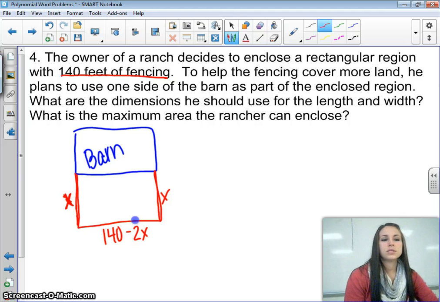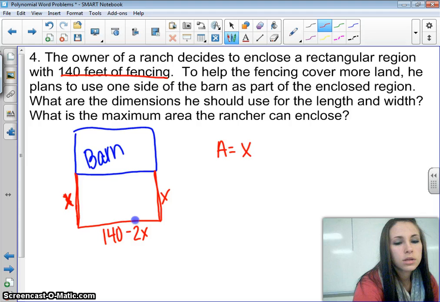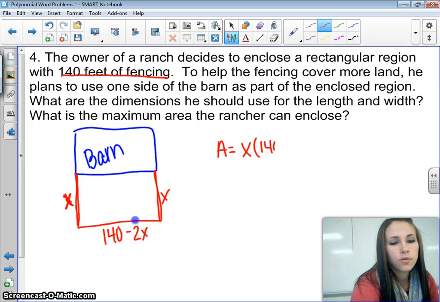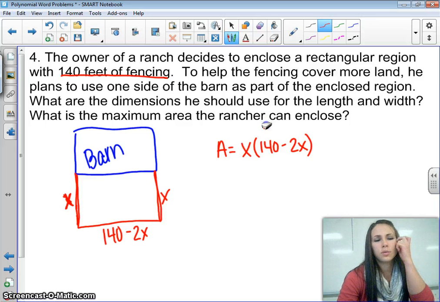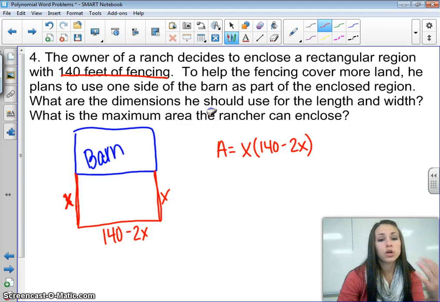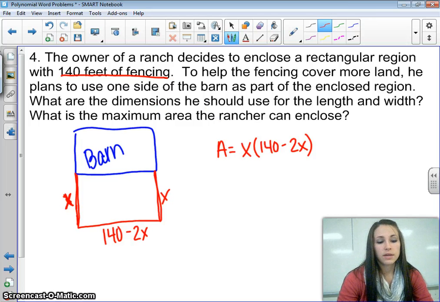Alright, so now it says, what are the dimensions he should use for the length and width, and what is the maximum area that the rancher can enclose? So I'm going to set up my equation. Length times width would be X times (140 minus 2X). I'm just going to plug that in the calculator, and since it's asking us for the maximum area, and this should be worded a little bit better, this should say what are the dimensions he should use for the length and the width that create that maximum area. So we're just going to go ahead and plug that in and find the maximum.